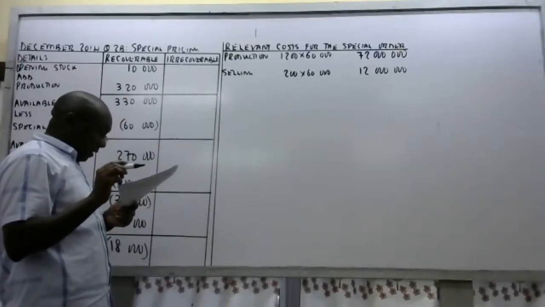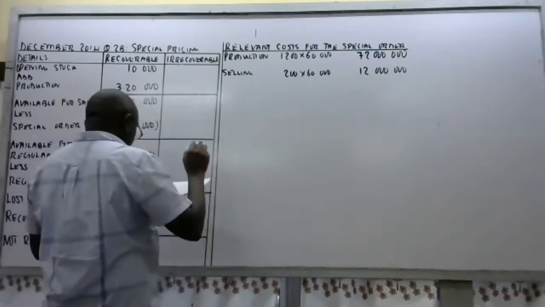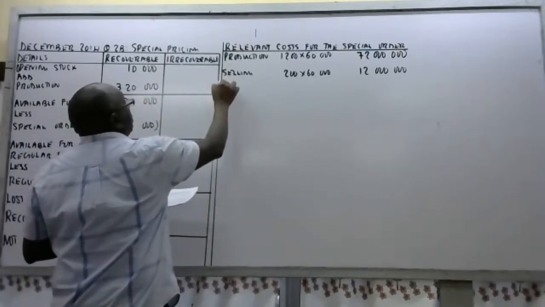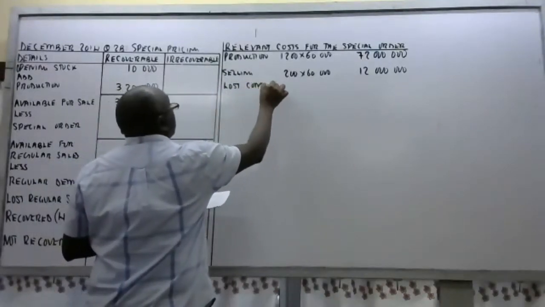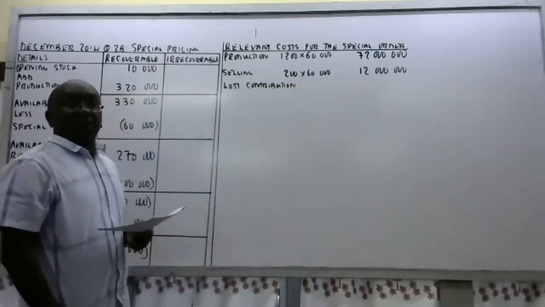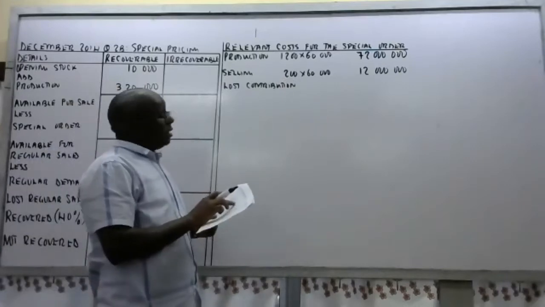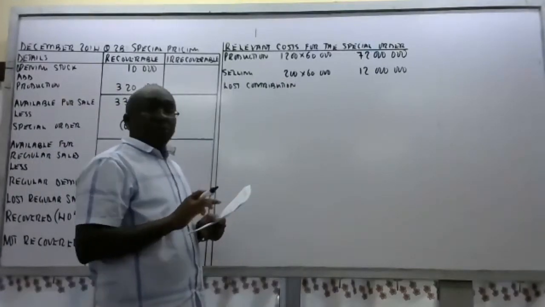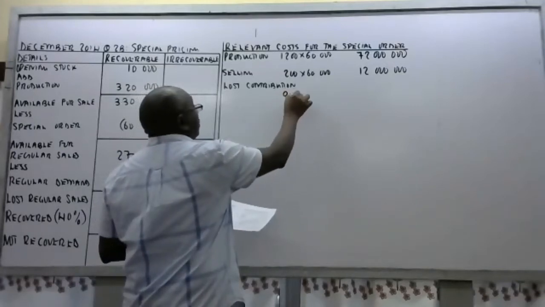The next thing that you need to bring on board is lost contribution. Now, lost contribution is also a relevant cost. And if you look at the question there, we are going to lose a contribution of 900 shillings.